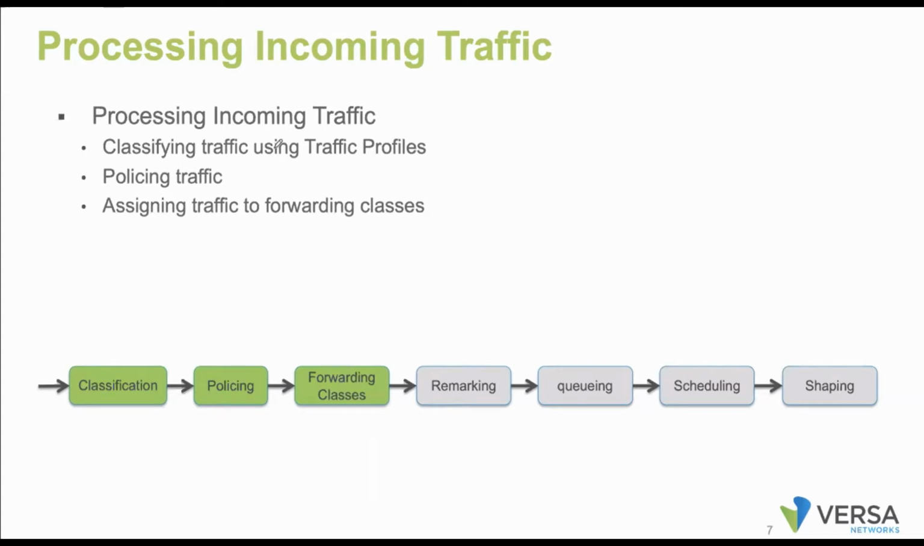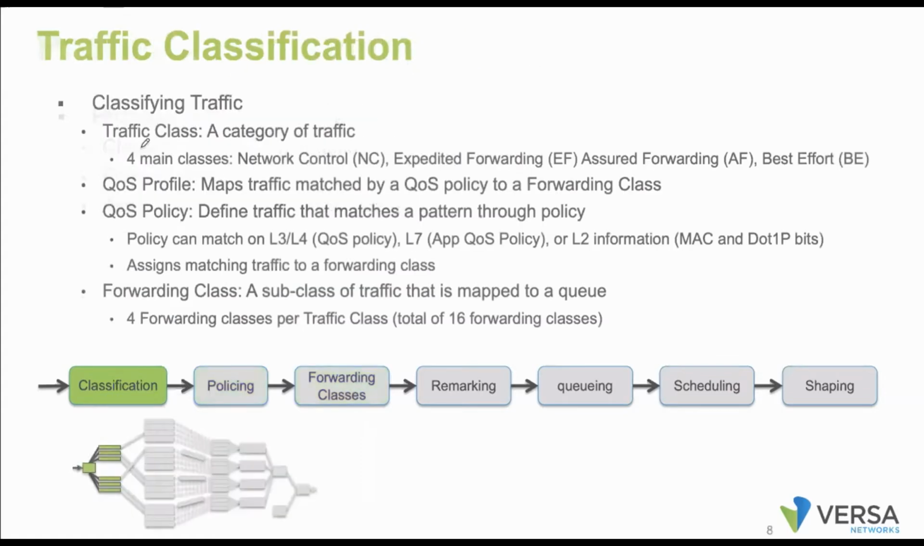Okay. Right. So processing the incoming traffic. What are all the parameters we have to process the incoming traffic? The classification part, then the policing part, then matching the traffic with the help of the forwarding classes. Right, coming to the classification: how do you classify the traffic in Versa? You have the QoS policies in order to classify the traffic.